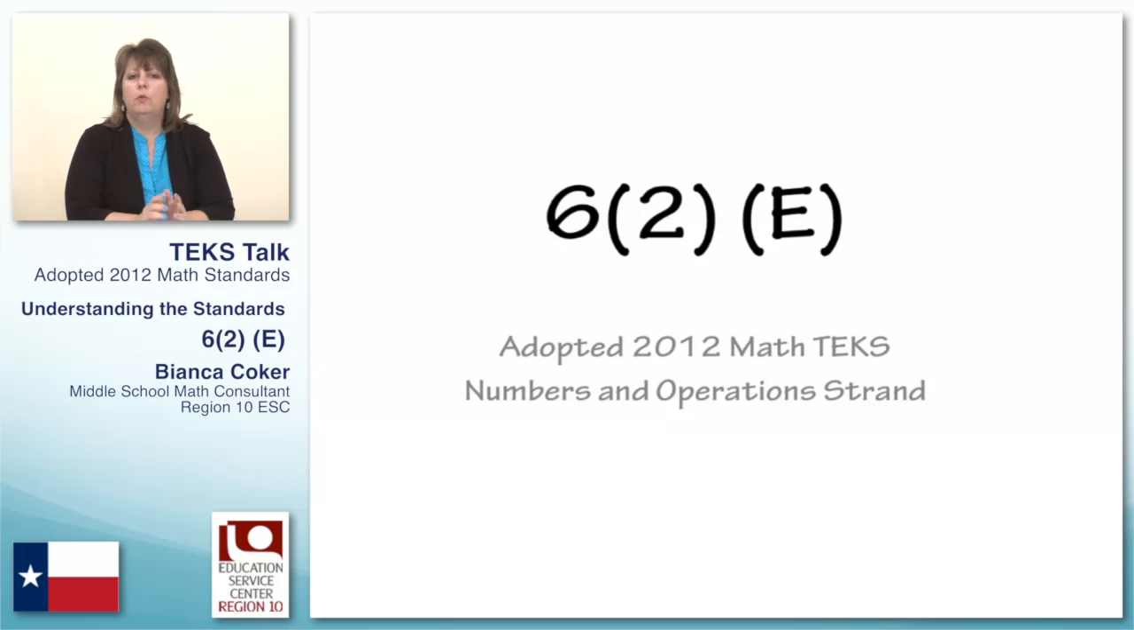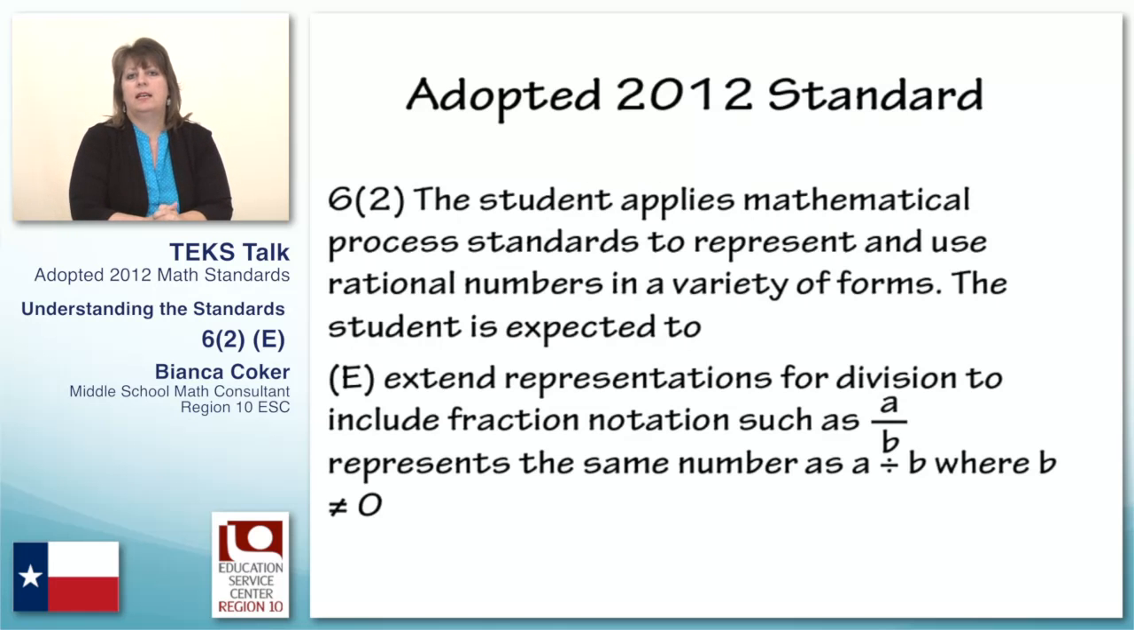And in this video, we're going to talk about one of the new math standards we have to work with, the 6.2e standard. This is one of the standards out of the Numbers and Operations strand for 6th grade, and it states that the student applies mathematical process standards to represent and use rational numbers in a variety of forms. The student is expected to extend representations for division to include fraction notation, such as a over b representing the same as a divided by b, where b is not equal to 0.